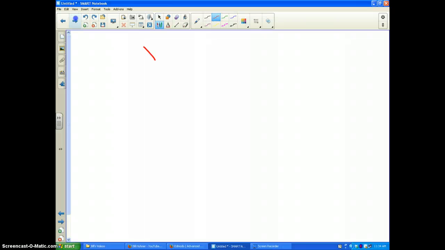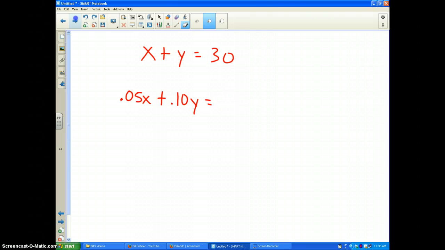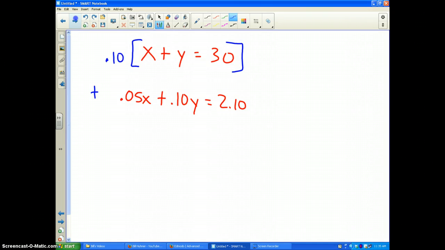I'm going to rewrite the equations. I have x plus y equals 30, and I have 0.05x, because that's how many nickels, plus 10 cents y equals, and I'm not going to use the dollar sign, 2.10. All right, the elimination method. I can't add the two of them together right now because one of the letters won't go away. But I'm going to choose to get rid of y, which means I'm going to multiply the top equation by 10 cents.